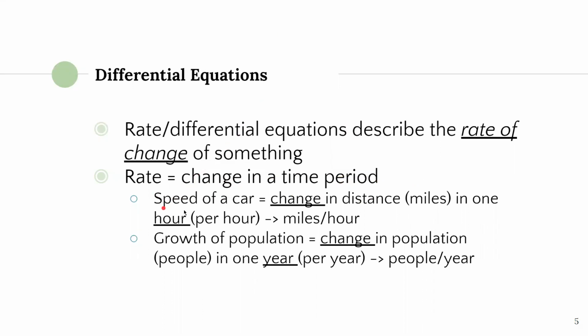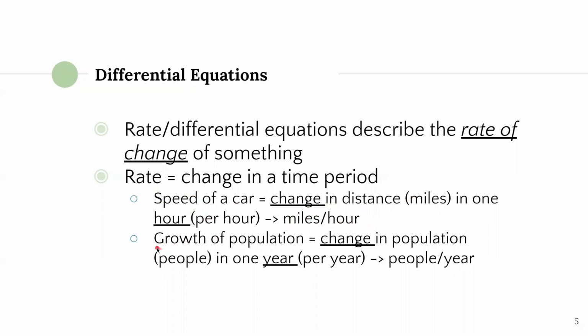So let's start with the speed of a car, for example. Usually on your speedometer, it reads miles per hour, right? So if it's 60 miles per hour, that's saying the change in distance is 60 miles that you travel in 1 hour. So that's a rate, for example. That's saying you're traveling at 60 miles per hour.